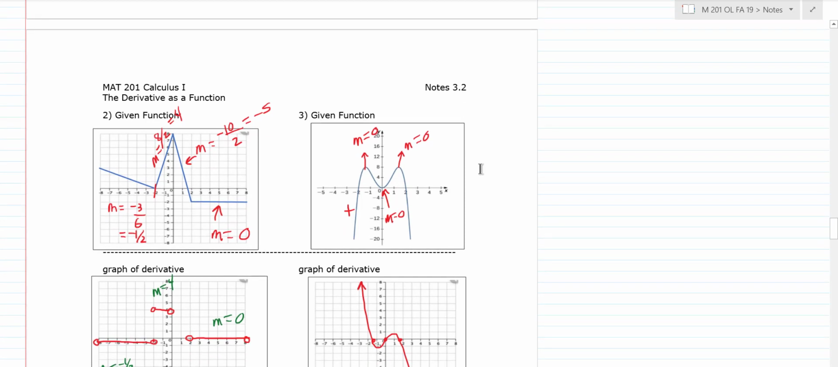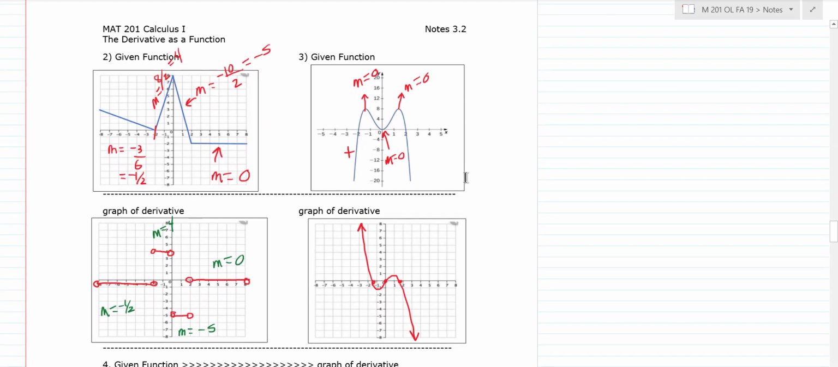Okay, the next one. You can also get this one exactly. My graph is down below on this. So in this region, you're down 3 over 6, so the slope's negative 1 half. That slope is always negative 1 half there on tangent lines, so I graph y equals negative 1 half. In this region, from negative 2 to 0, the rise over the run is 8 over 2, so it's 4. So the derivative has a value of 4 in there. So you graph y equals 4.